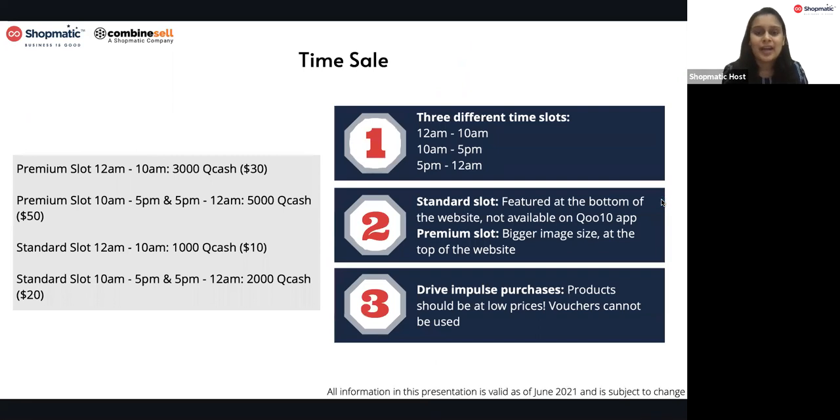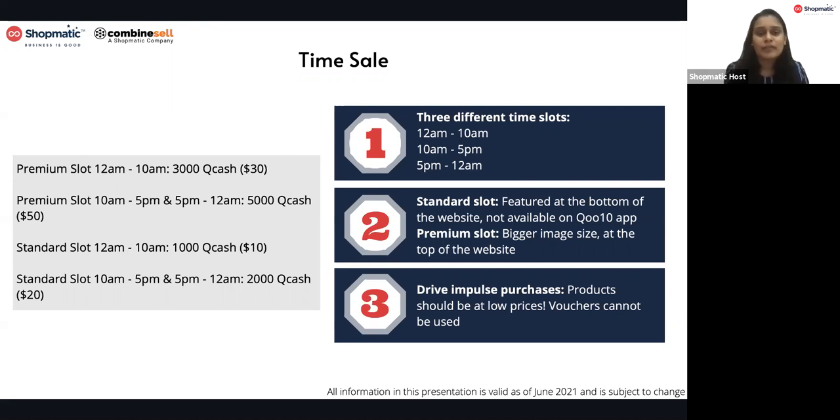So firstly, we have the time sale, and time sale on Qoo10 has 3 different time slots. You can choose between 12 a.m. and 10 a.m., 10 a.m. and 5 p.m., and 5 p.m. to 12 a.m. You can also choose between standard slot and premium slot. For the standard slot, it's featured at the bottom of the website and it's not available on the Qoo10 app. And the images are also usually smaller. Whereas the premium slot, you would have a bigger image size. It will be at the top of the website and you would be shown on the Qoo10 app as well.